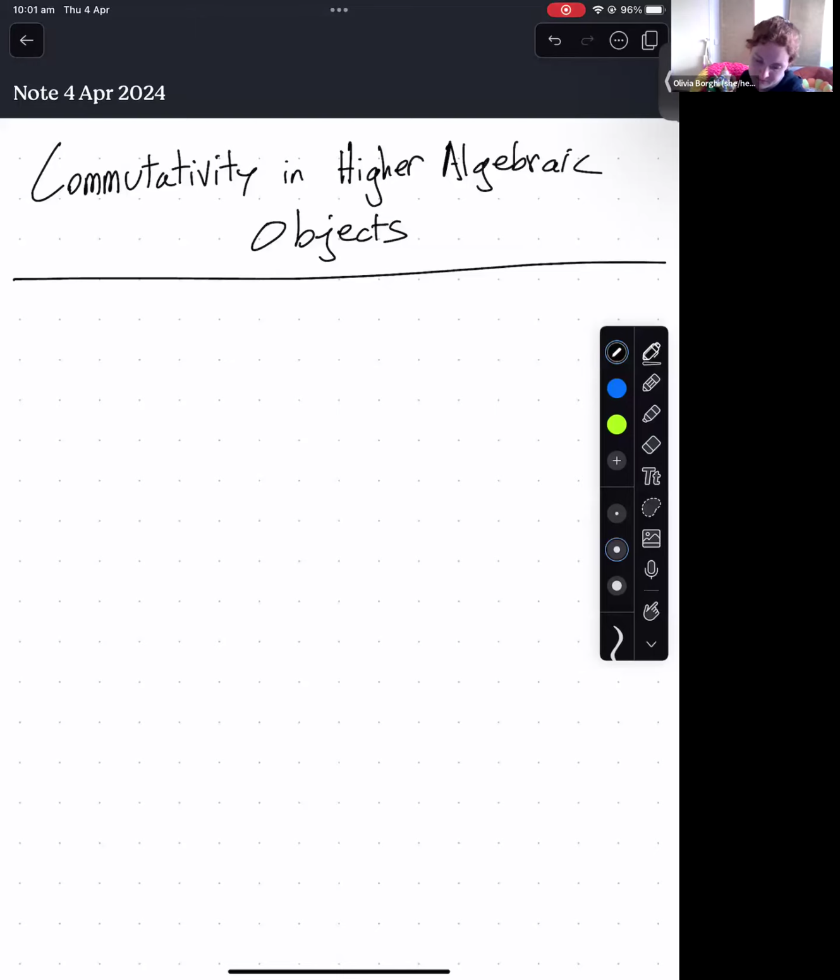The name of my talk is Commutativity in Higher Algebraic Objects. And when I say higher algebraic objects, I'm referring specifically to monoidal infinity categories and infinity operads. For the sake of the length of this talk, as well as accessibility, I'm going to be focusing on monoidal infinity categories. The goal of this talk is to get to a point where the audience has some understanding of what a G-monoidal infinity category is.